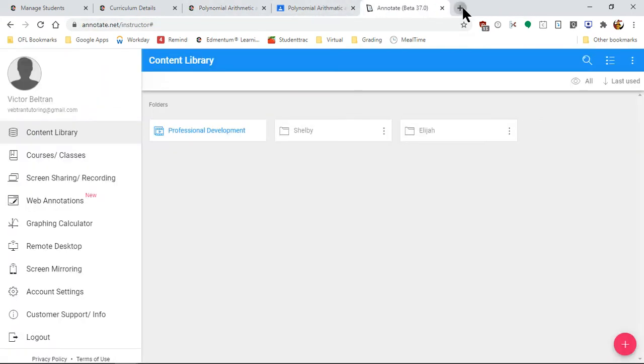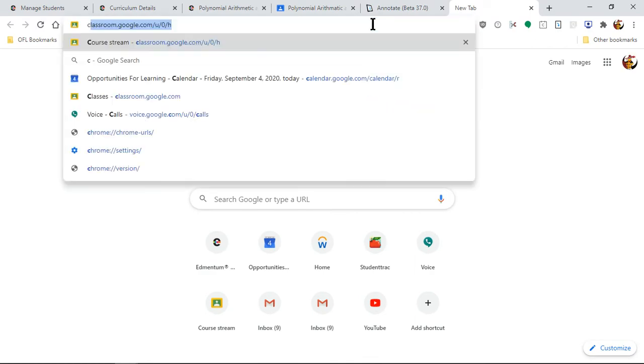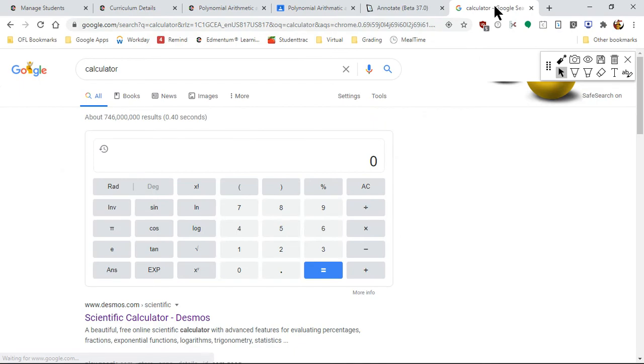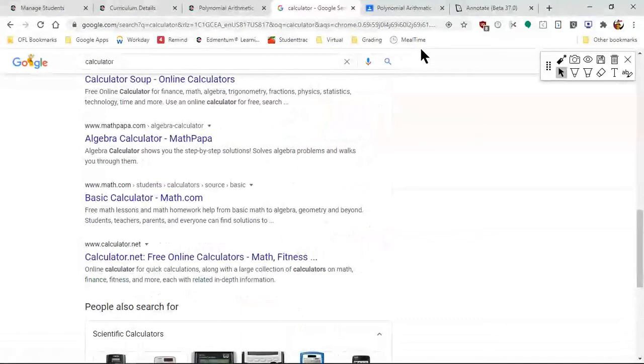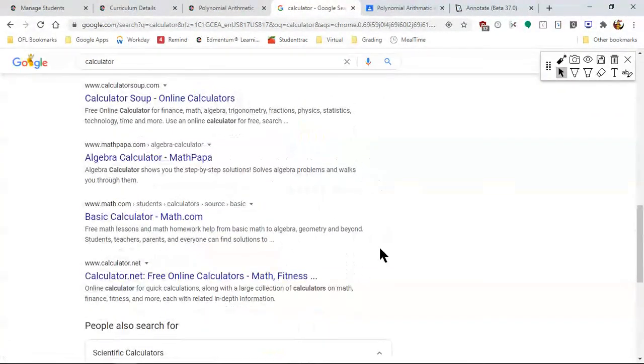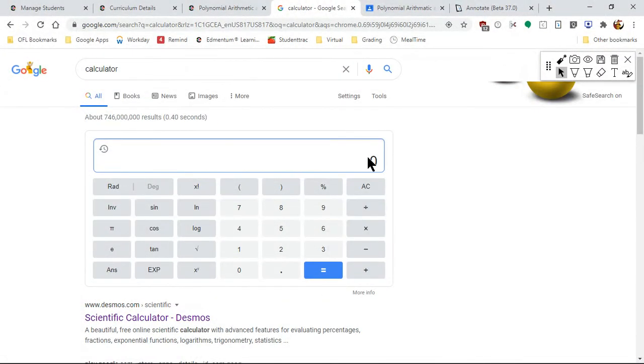Go on here, type in calculator. Add 189. Oops, what is going on here? I don't understand why this isn't working. Oh, I didn't have my num lock on. 189 divided by 9, 21.